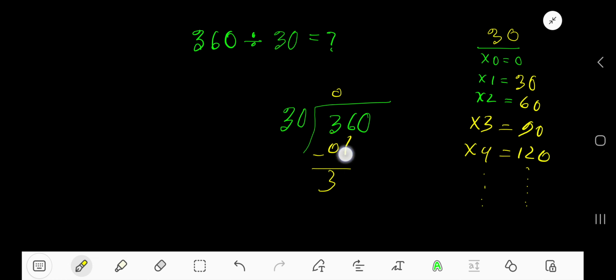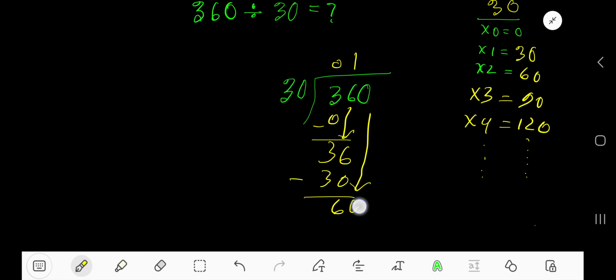Subtract 3. Bring down this 6. 30 goes into 36 how many times? 2 times is 60, which is greater. So 1 times. 1 times 30 is 30. Subtract, you are getting 6. Bring down this 0. So we are getting 60.